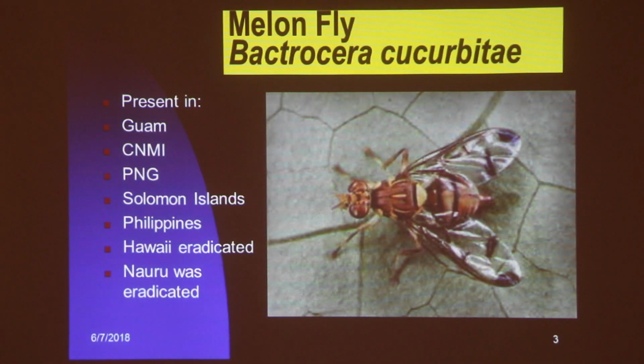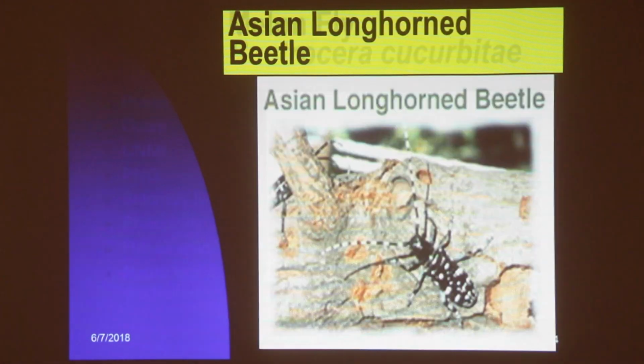Another one is the melon fly. The melon fly is in Guam, in CNMI, in Papua New Guinea, Solomons, Philippines. Hawaii eradicated it, Nauru eradicated it. The melon fly is mainly a host attacking watermelons and cucumbers and any other cucurbita family plants. So as you can see here, Hawaii has eradicated it. Nauru has eradicated it. So we are lucky we don't have it. And Ponape is growing a lot of cucumbers. If you have this one, it will cause us a lot of problems.